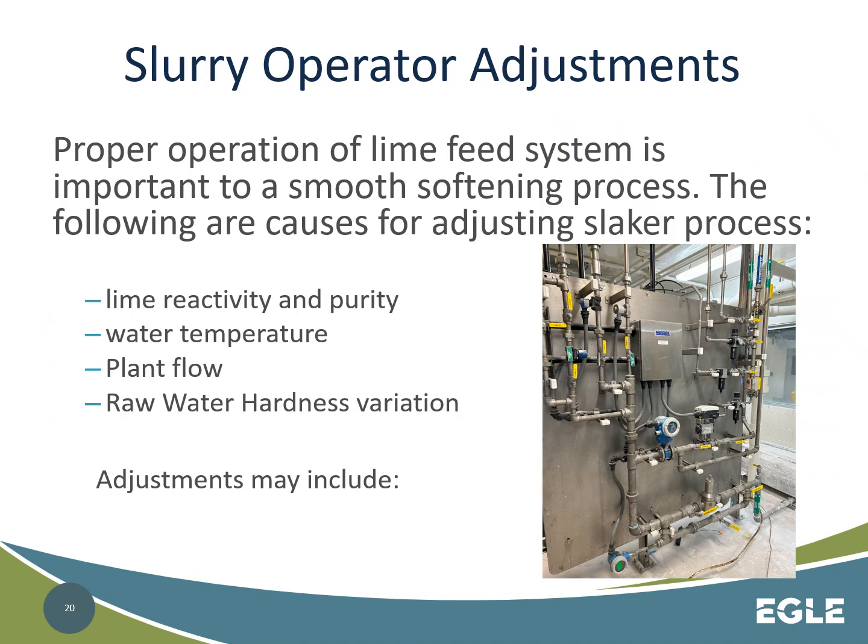Slakers need to be adjusted just like any other chemical feed equipment. Sometimes the quicklime that you have is more or less reactive than the previous delivery, or the water going into the slaker is a different temperature for some reason. The flow through the plant changes, so the feed rate needs to change, or the flow could be the same, but a change in raw water hardness would indicate an adjustment needed to the slaker.